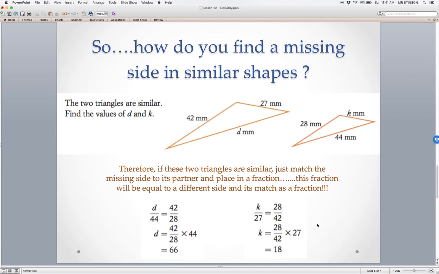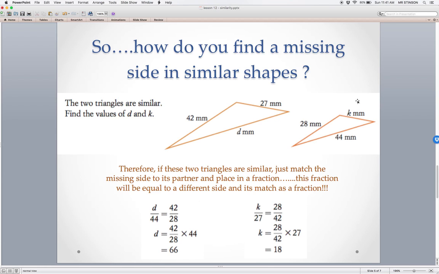Alright, so in class, this is what we're going to do next time I see you. We're going to simply try to find missing sides in similar shapes. And we're going to use what I just showed you to help us out. So here's an example that we might look at in class. If these two triangles are similar, find the values of D, this side, and K, this side.